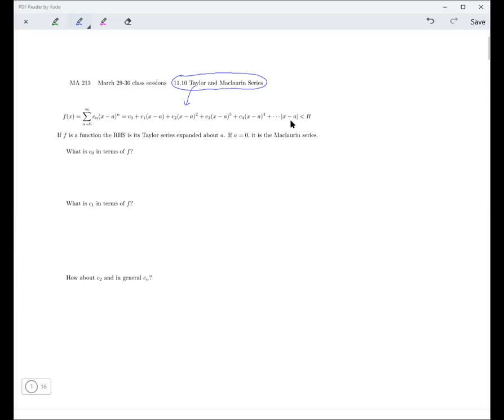Okay, and when you have a Taylor series, it will converge in an interval like this. Okay, this interval right here goes from x minus a to x. Wait a minute, what am I thinking? No, it goes from a minus r to a plus r.